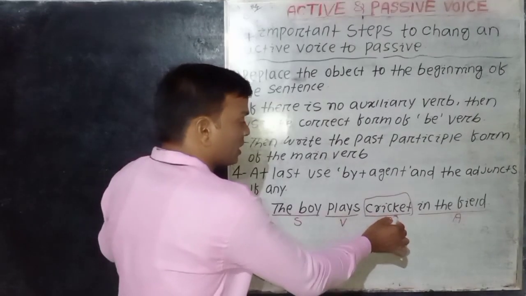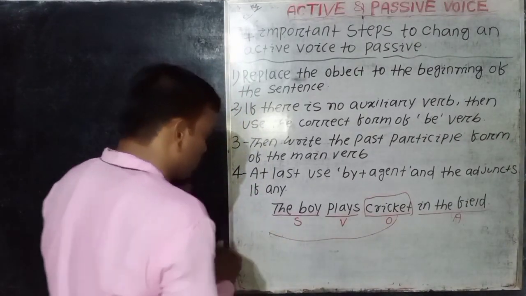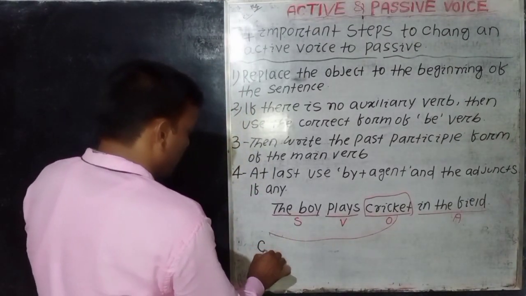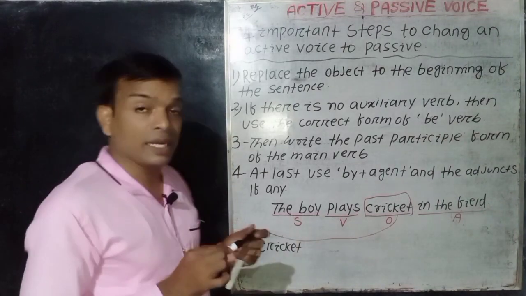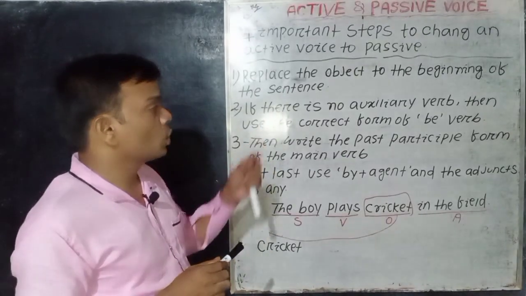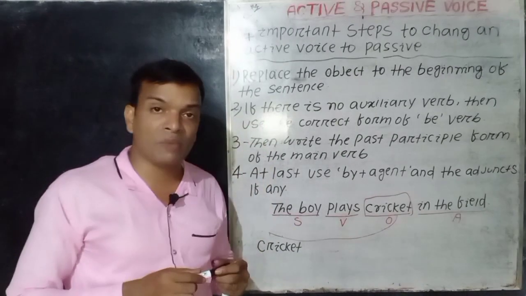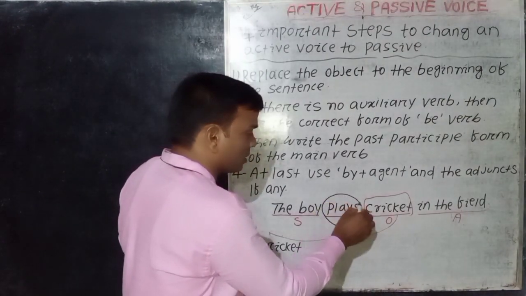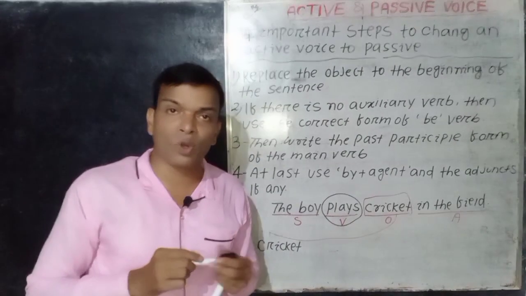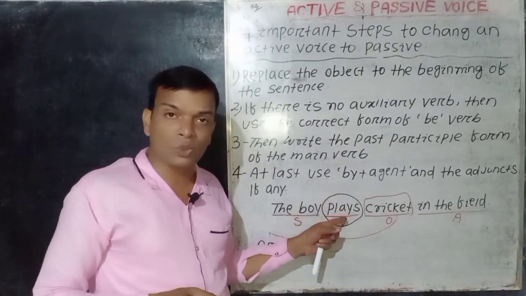Here the object is cricket. First, replace the particular object to the beginning of the sentence. That means I will write here first cricket. Then second, if there is no auxiliary verb, then use the correct form of be verb. See, here the particular verb is plays. That is present simple form as the boy is third person singular, so I have added s with it.